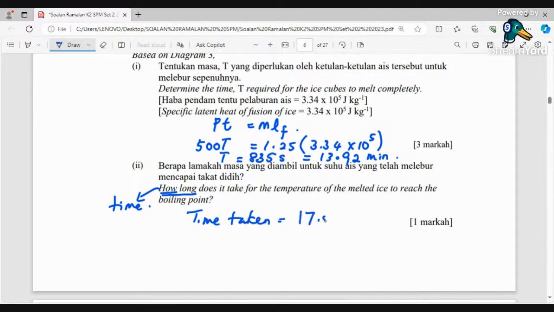Ambil 17.5 tadi minus 13.92. Thus we get 3.58 minutes. No need to go and use the formula, just use the graph. If you have enough information to get the answer, guna graph saja. Okay, dapat jawapan. Ini untuk ice boil. Boiling.